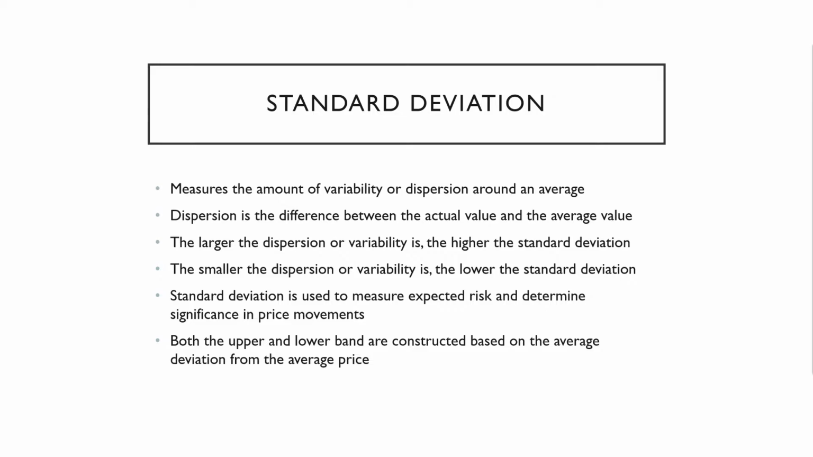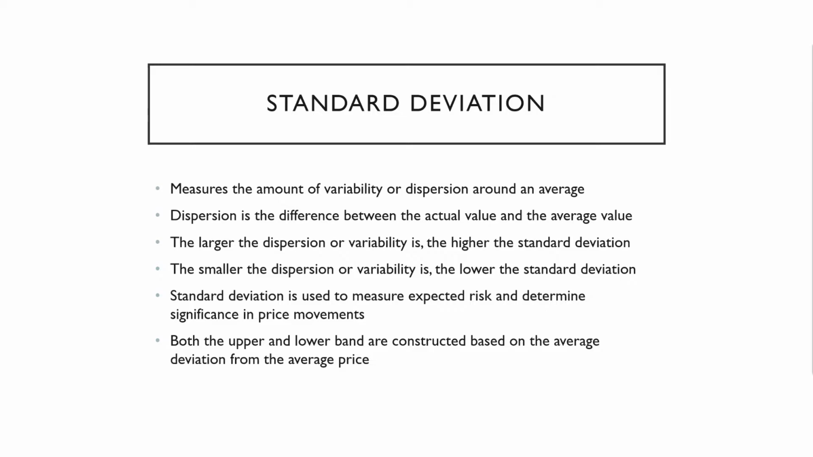Now, standard deviation is used to measure expected risk and determine significance in price movements. So what does that mean? If you have a 20-day SMA with a standard deviation, as we just looked at, of $1.29 over a span of 20 days, and then going into tomorrow the price action jumps $4 to $5, then that is a significant price movement, because that is a way bigger jump than the $1.29 on average it's been doing the past 20 days. That should catch your attention, and make you wonder what is going on with this stock for it to be moving in such a significant manner.